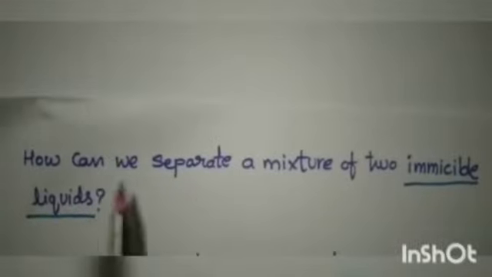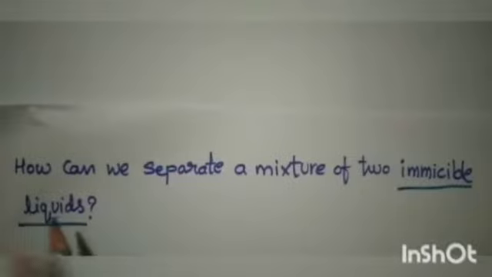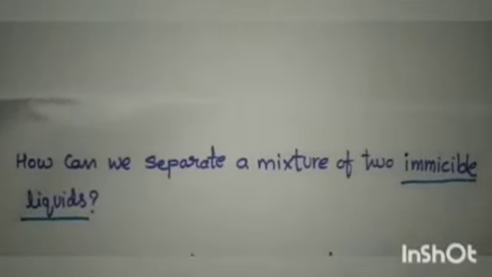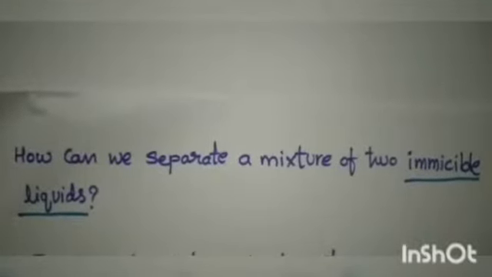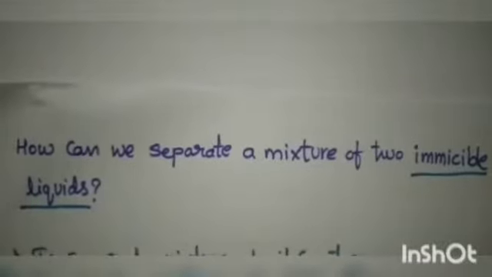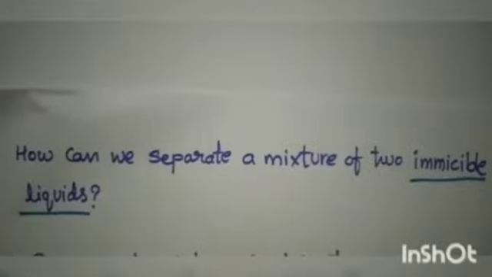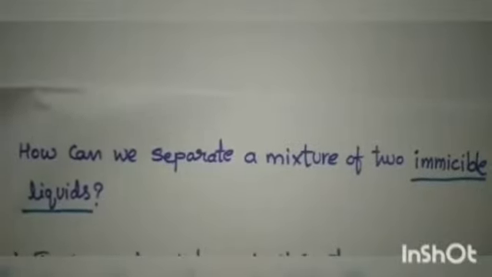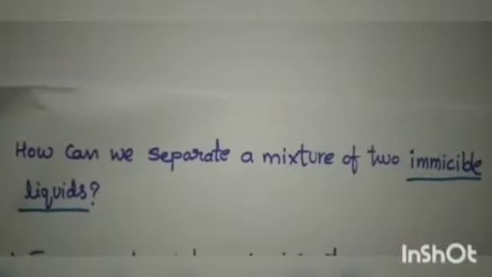Next is, how can we separate a mixture of two immiscible liquids? Immiscible means the two liquids will not mix. The best example you can give: when you put one spoon of oil into water, it will not mix. It is always floating on the top of the water. It will not sink in the water. So these kinds of liquids are called immiscible liquids.